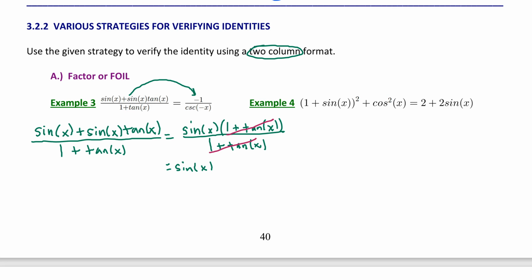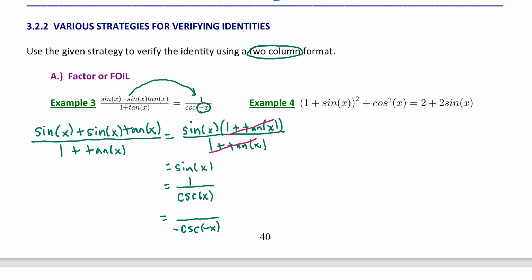Noticing the cosecant of negative x in the denominator and understanding the reciprocal relationship between sine and cosecant, I can rewrite sine of x as 1 over cosecant of x. Now, I'm a little closer, but I notice that our target here has a negative argument. Recall that cosecant of x is an odd function. So if we have cosecant of negative x, that is going to be equivalent to negative cosecant of x.